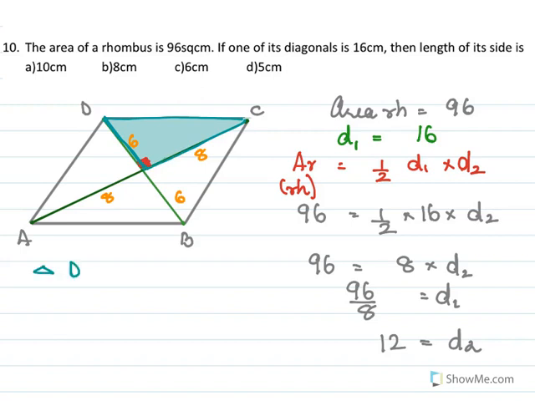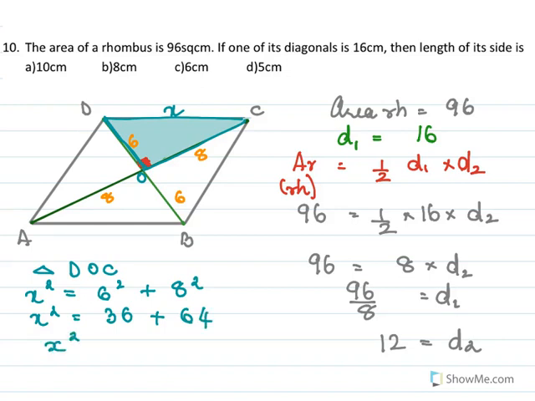So in triangle D, this is OC. We put this as x since we don't know it, so that's the hypotenuse. x squared equals 6 squared plus 8 squared. So x squared equals 36 plus 64, so x squared equals 100, and x is the square root of 100, which is 10. And x is the side, so this side will now be 10. All the sides of the rhombus are equal. So the answer is 10.